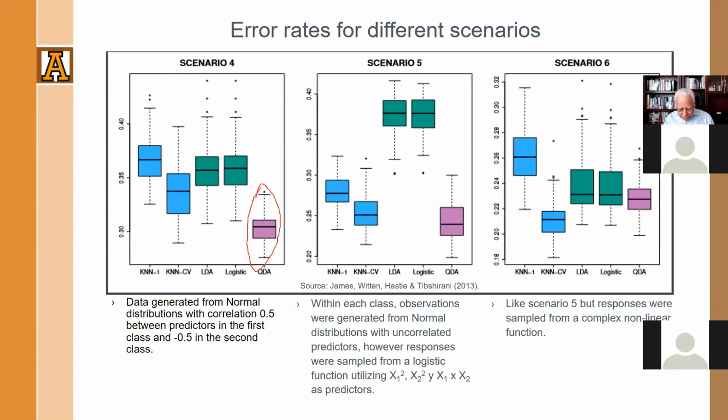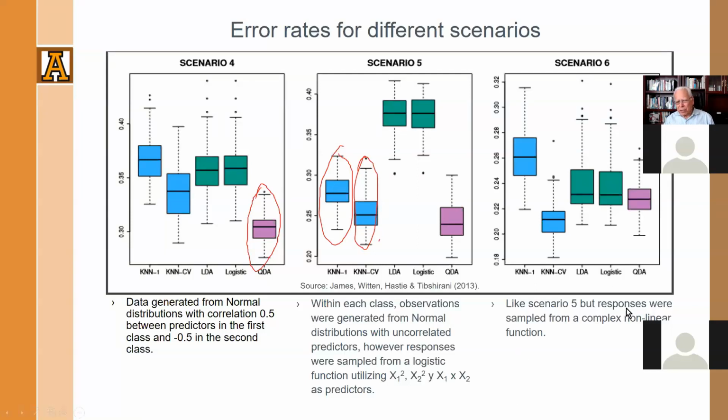Although in this particular case, the k nearest neighbor with k chosen by cross validation is second to best. With one nearest neighbor, it's always the worst performing. Here it's always worse than choosing k by cross validation. And QDA, linear discriminant analysis, and logistic regression don't do well.